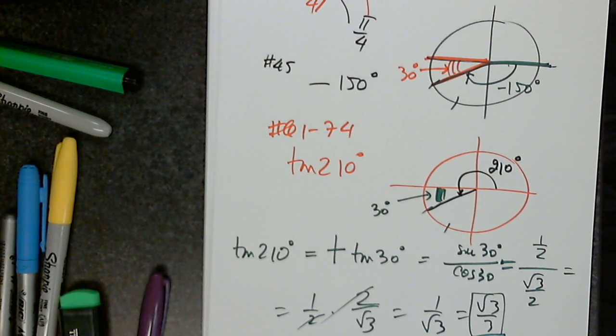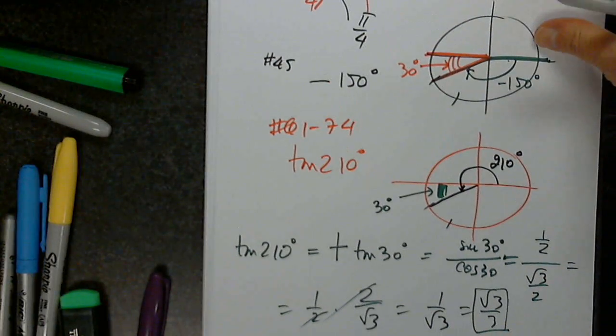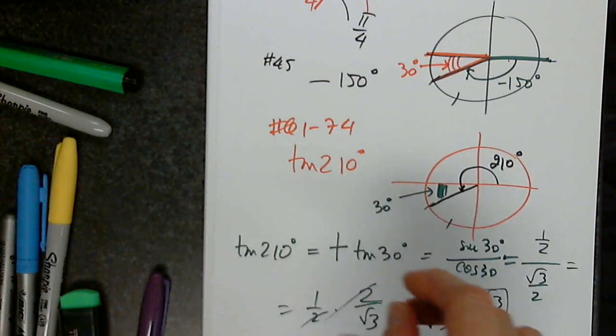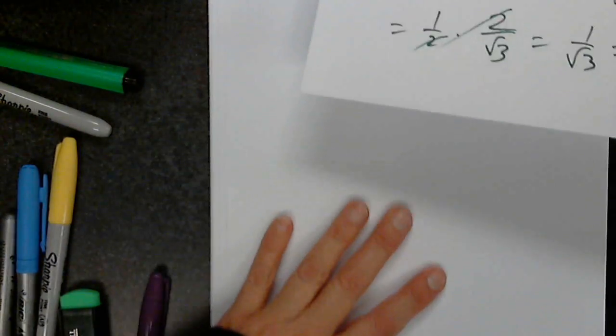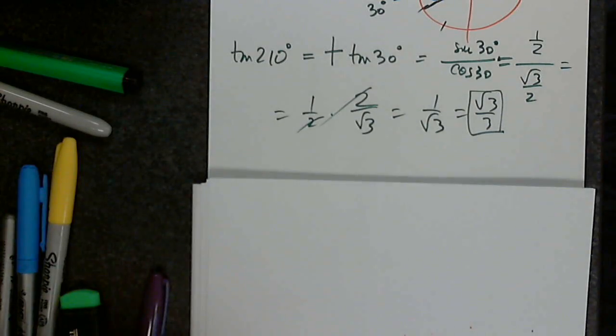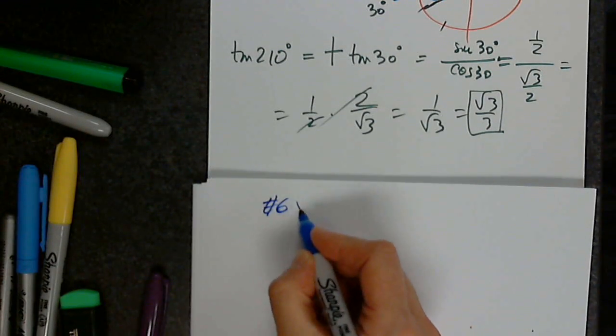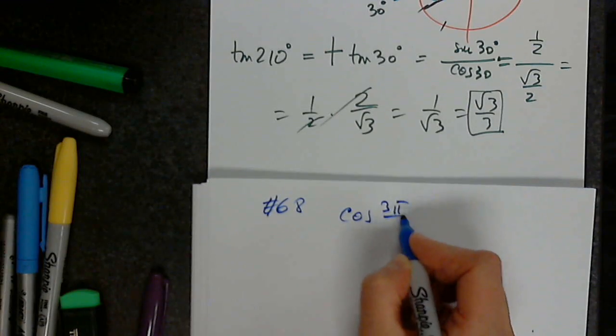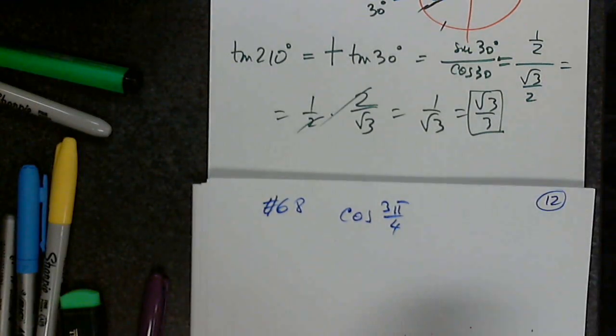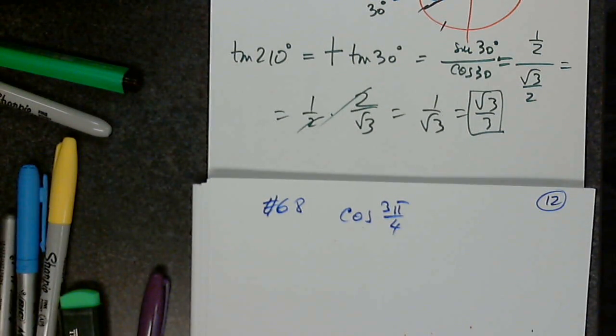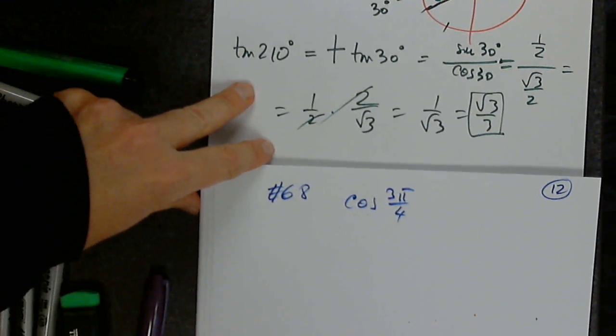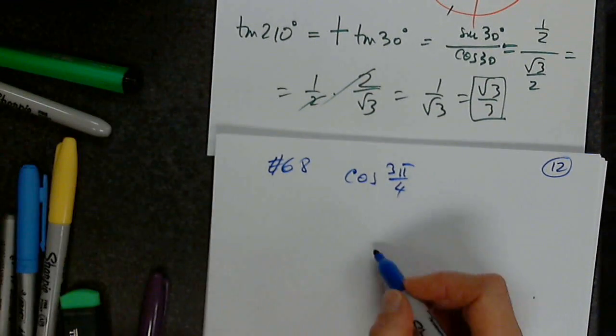Anyone? Okay, I would choose cosine 3 pi over 4. The problem is 68. Cosine 3 pi over 4. Always remember something pi over 4 is not difficult, right? Because it's easy to divide the circle and so on and so forth.